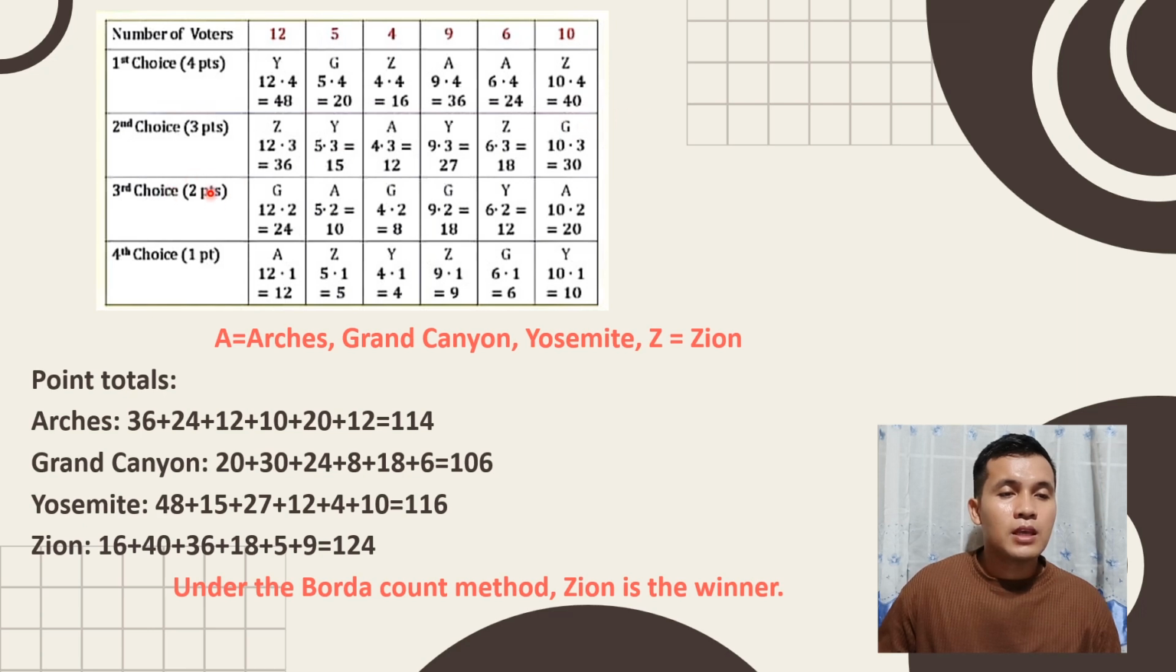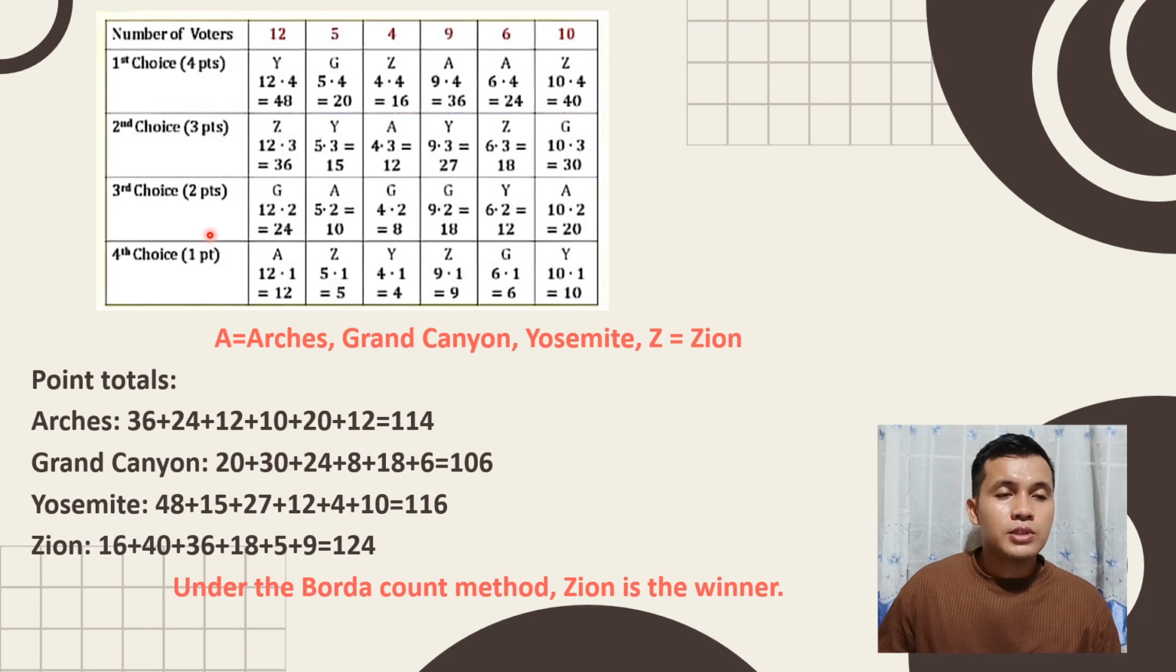So for the second choice, for the Zion, there are 12 voters, multiplied by 3 equals 36, and for the Yosemite, there are 5 times 3 equals 15, and for the Arches, there are 4 times 3 equals 12, and for the Yosemite, there are 9 times 3 equals 27, and for the Zion again, there are 6 times 3 equals 18, and for the Grand Canyon, there are 10 times 3 equals 30.